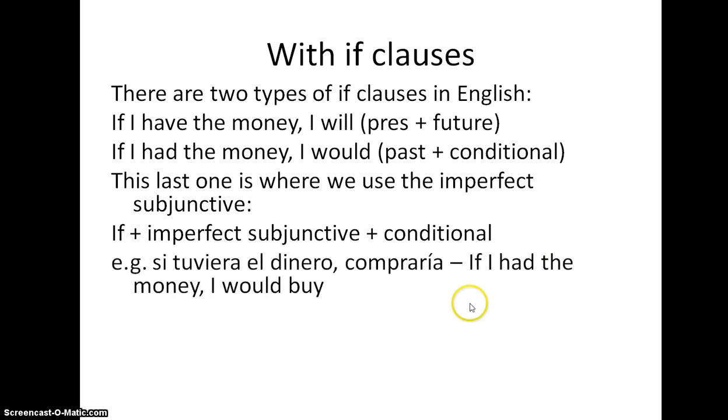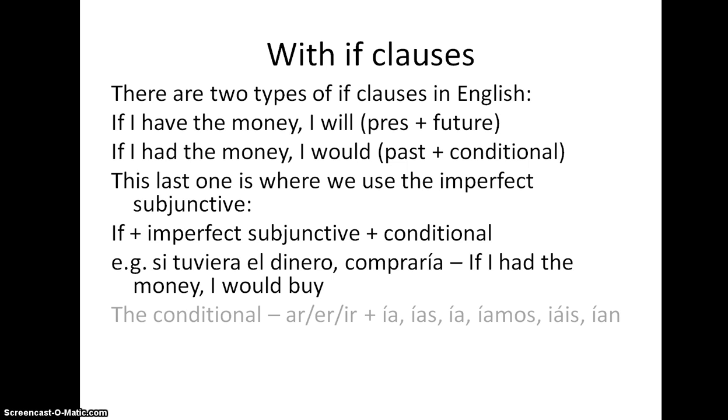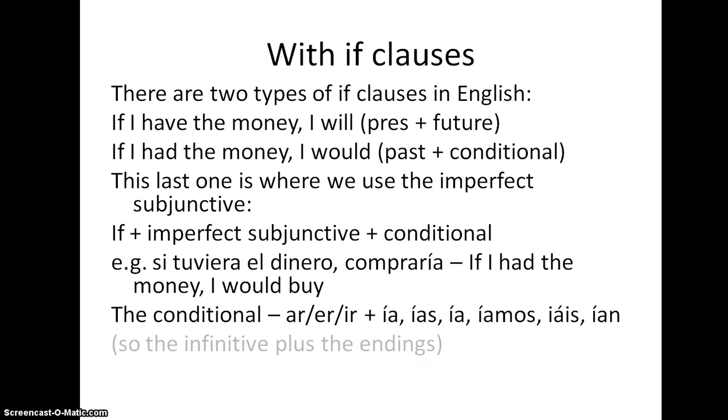So here's an example. Si tuviera el dinero, compraría. If I had the money, I would buy un coche, a car, for example. Okay. Just to remind you of how to do the conditional. So the conditional is we take the infinitive ending in AR, ER, IR, and then add these endings, the appropriate endings. There are irregulars, but again, go back to your notes if you're not sure how they work. Okay, so I've just said that, infinitives plus these endings.